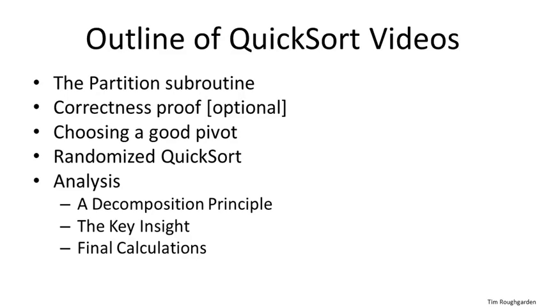And then we'll give the mathematical analysis in three parts. We'll prove that the quicksort algorithm runs in n log n time with small constants on average for a randomly chosen pivot. In the first analysis video, I'll introduce a general decomposition principle of how you take a complicated random variable, break it into indicator random variables, and use linearity of expectation to get a relatively simple analysis. That's something we'll use a couple more times in the course, for example, when we study hashing. Then we'll discuss the key insight behind the quicksort analysis, which is about understanding the probability that a given pair of elements gets compared at some point in the algorithm. That'll be the second part.